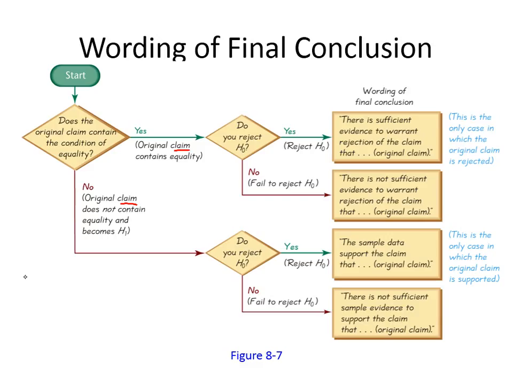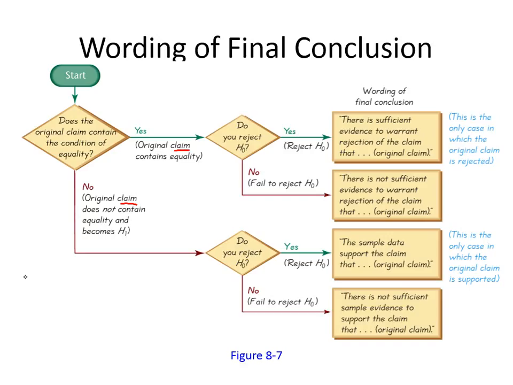If the original claim included the equals and I rejected it, then I can say there's sufficient evidence to warrant rejection of the claim that the mean age is 25. So here I'm actually rejecting that claim. And this is the only time when I completely get to reject the original claim. Compared to if I fail to reject it, I can just say there's not sufficient sample evidence to warrant rejection of the claim that the mean age is 25.